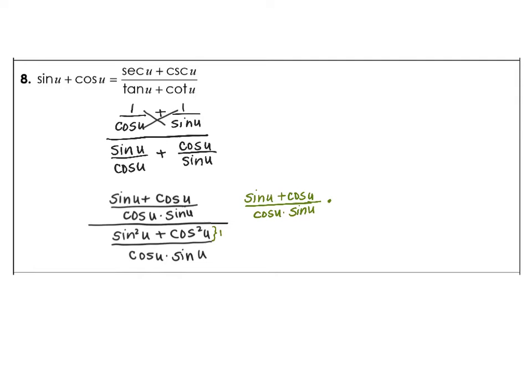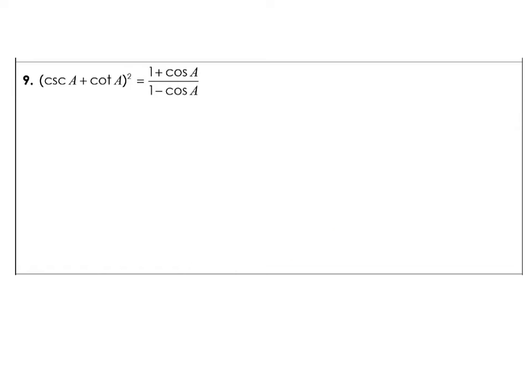Multiply by the reciprocal here, so that's going to be cosine u times sine u times sine u all over 1. Because again, all of that identity is 1. And notice that since we are multiplying those two fractions, we can cross cancel. And when we do that, we're left with sine u plus cosine u. So we have verified these are equal.